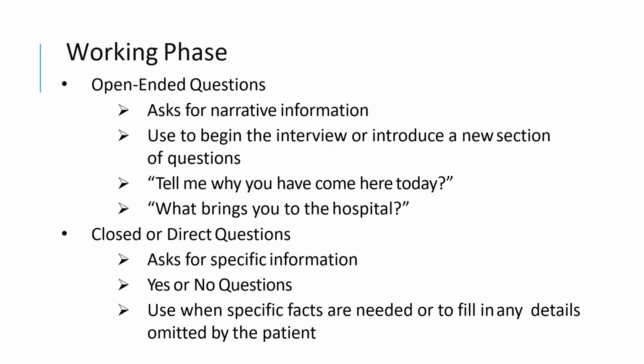A closed or a direct question, we are asking for specific information. Most of the time, these are going to be 1 or 2 word answers, or they can answer them with yes and no. We're going to use this type of questioning when we are wanting specific facts. We are wanting something specific. We're not wanting any other fluff or any other details. So we want very specific information.